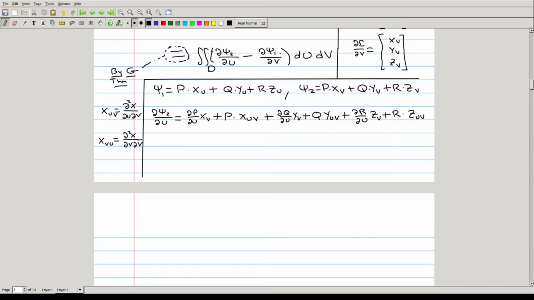And we have this other term that we have to go through and calculate again, which is going to be a little bit long. d psi 1 dv is going to be the derivative of this with respect to v. So it's partial p partial v times xu, plus p times the v derivative of this, which would be xvu.